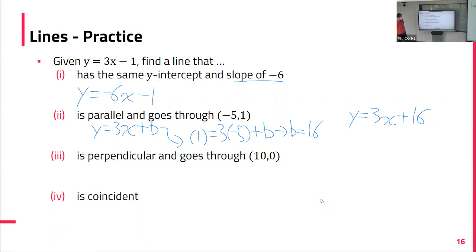Perpendicular and goes through the point 10, 0. Y is equal to negative 1 over 3x plus b, plus 10 over 3. All right, so for this one, perpendicular, our original slope is 3 over 1. So our perpendicular slope, second slope, would be negative 1 over 3. Okay, there's our slope.